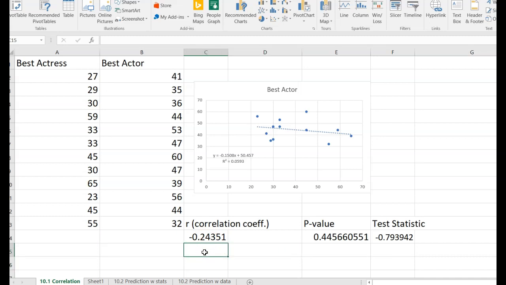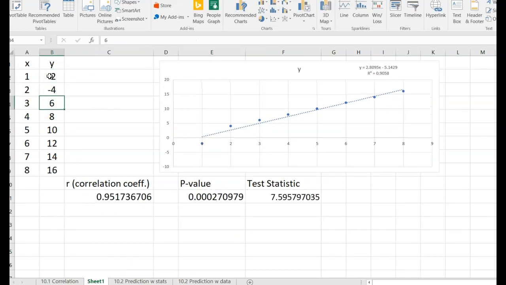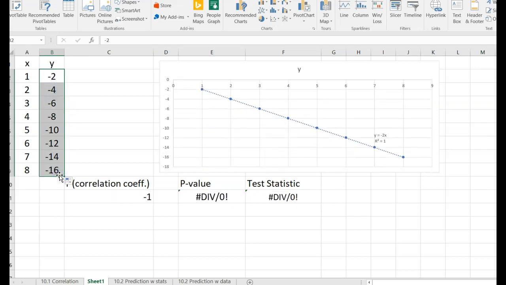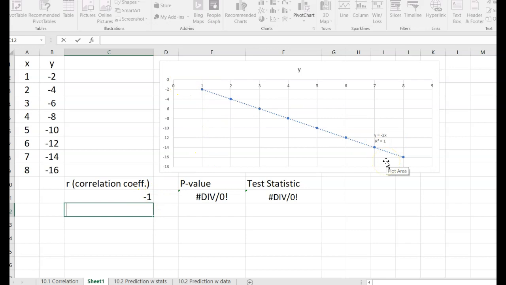Now, the other thing I wanted you to see is R. Also, if I made this negative 2, negative 4, all the way down, we get negative 1 for our correlation, which again is a line that perfectly describes the trend. Again, R is a measure of how well a line describes the trend. If R is negative, it just means a negative sloping line describes the trend.